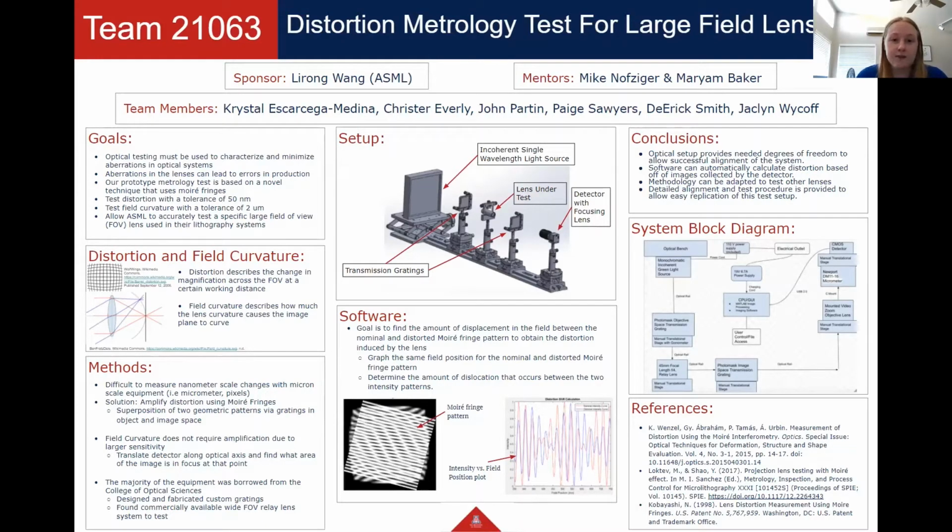For the testing system, distortion shall be measured to a tolerance of 50 nanometers, and field curvature shall be measured with a tolerance of 2 microns. The metrology test was designed for a system magnification of 1x. Overall, the metrology test we have developed can be implemented by ASML to accurately test the distortion and field curvature in a specific large field of view lens, which they will use in their lithography systems.